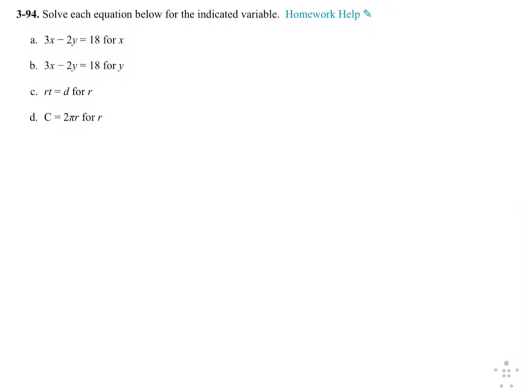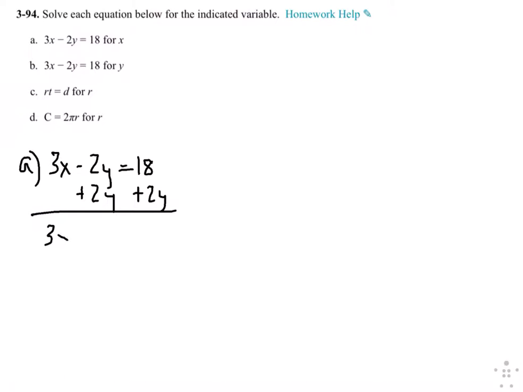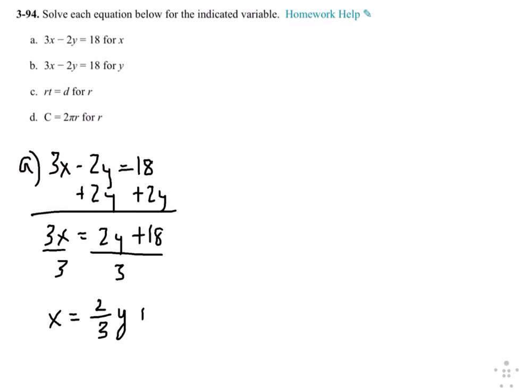Okay, for 94, they want us to solve these literal equations. For A, they want us to solve 3x minus 2y equals 18 for x. So we want x all alone. I add 2y to both sides, and I get 3x equals 2y plus 18. We divide both sides by 3, and we get x equals 2/3 y plus 6. X equals 2/3 y plus 6.